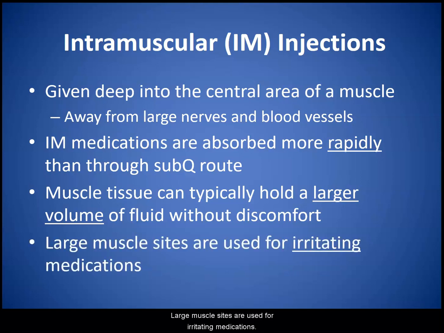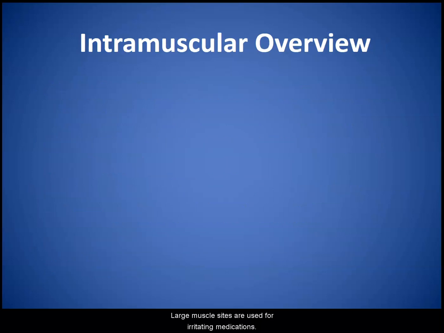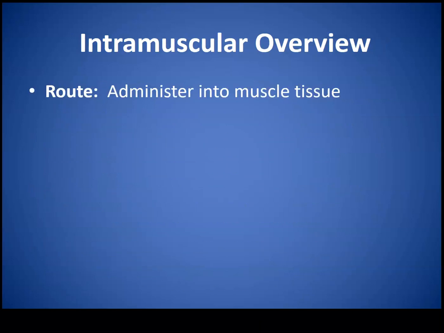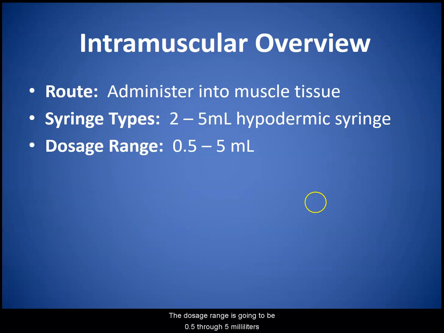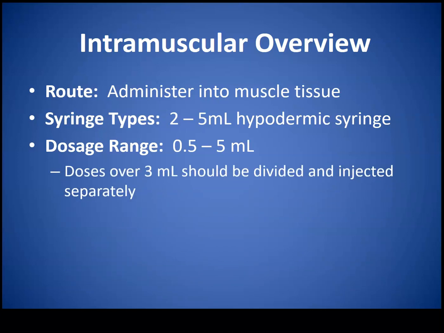And large muscle sites are used for irritating medications. So the route is into the muscle tissue. Syringe types are 2 through 5 milliliter hypodermic syringes. The dosage range is going to be 0.5 through 5 milliliters, but doses over 3 milliliters should be divided and injected separately.